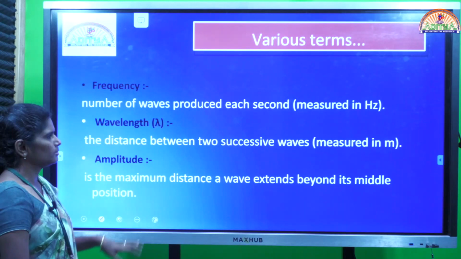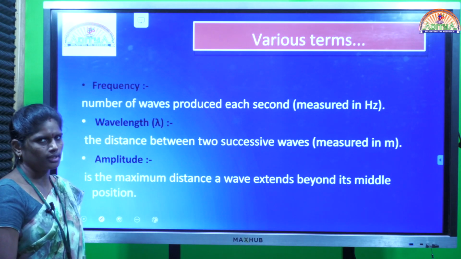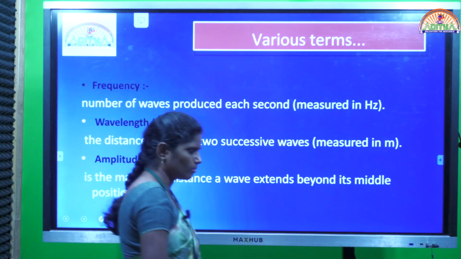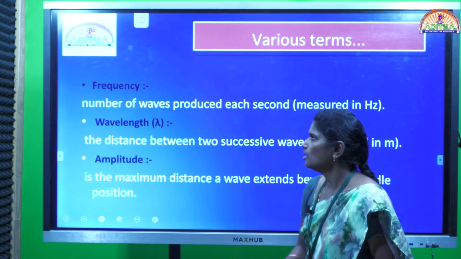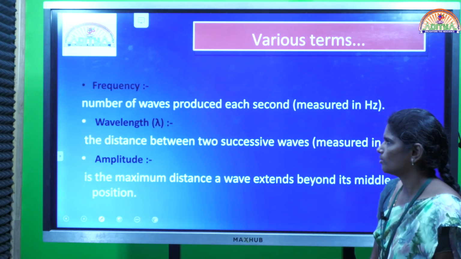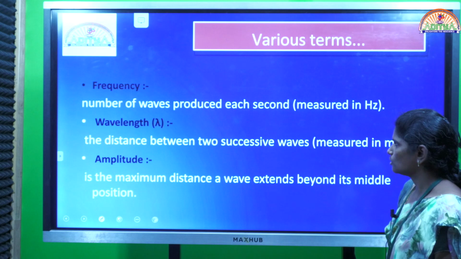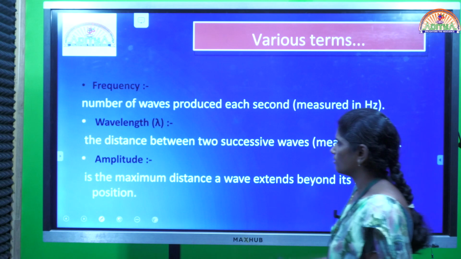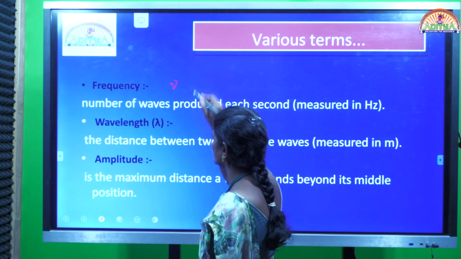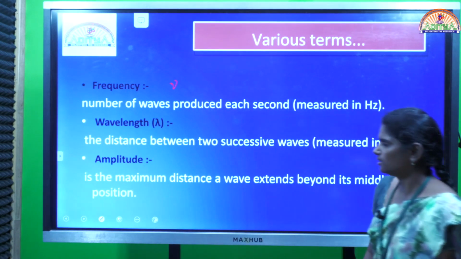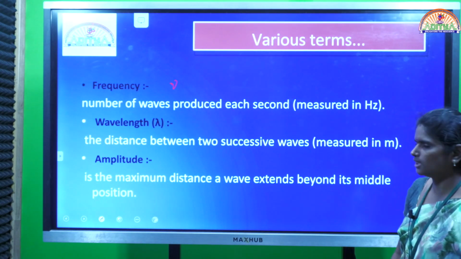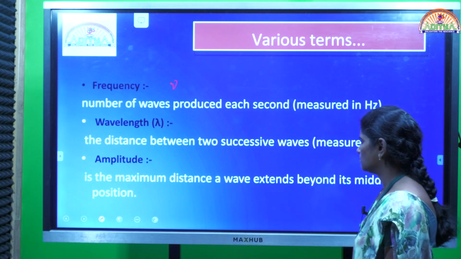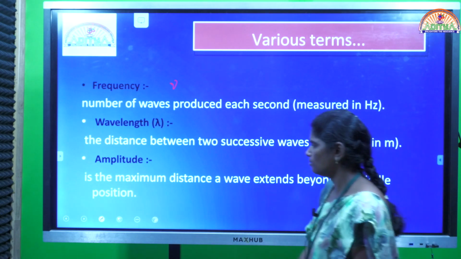And here are the various terms which we commonly use in electromagnetic radiation studies. So frequency is defined as the number of waves which are produced from a source per second, which is normally measured in hertz. So frequency can be simply represented as nu, and wavelength represents the distance between two successive waves in an electromagnetic radiation, and amplitude is the maximum distance a wave extends beyond its middle position.